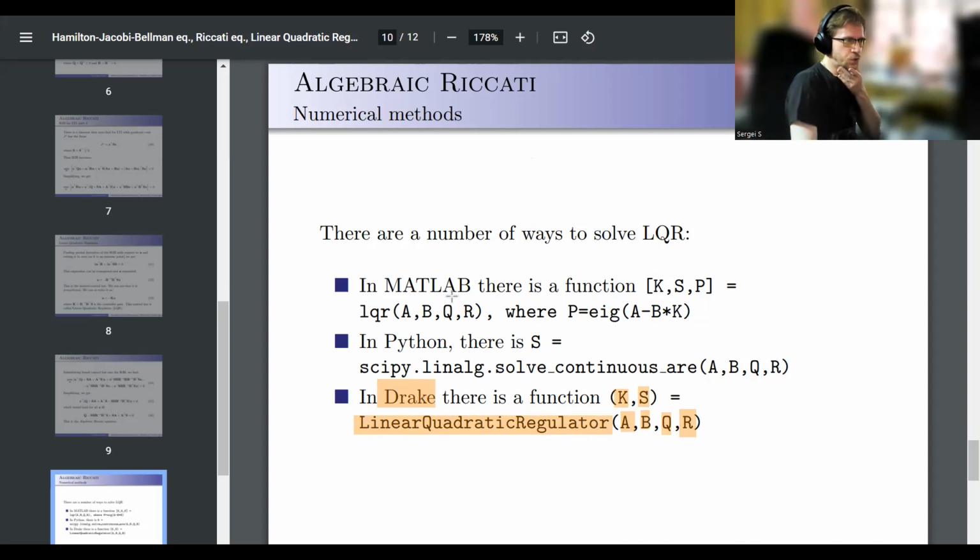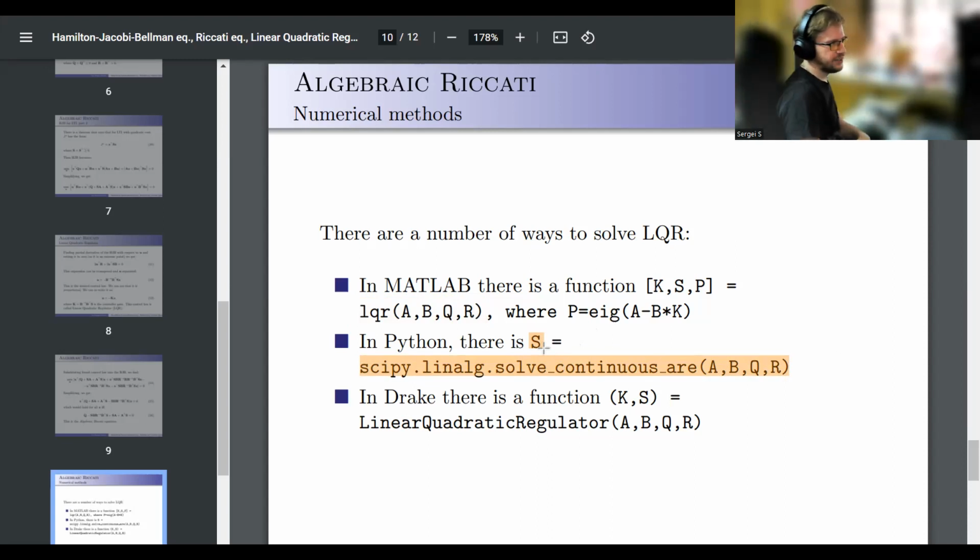Now, what do we see here? What we see here is that in practice, you just call a single function. Or since you're using Python, let's say call this function. And you get your solution to the Riccati equation. So you get your S. And then you find your K and you're done. So it's kind of the same as using place. It just gives you optimal cost.